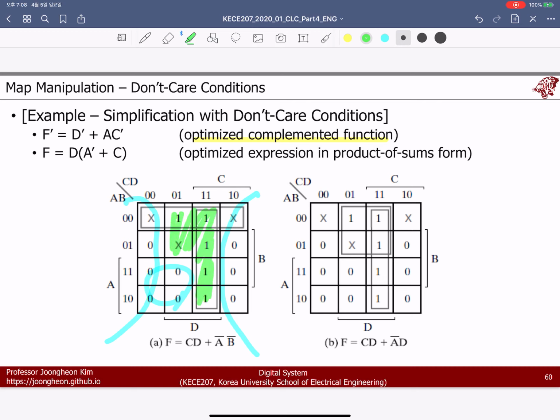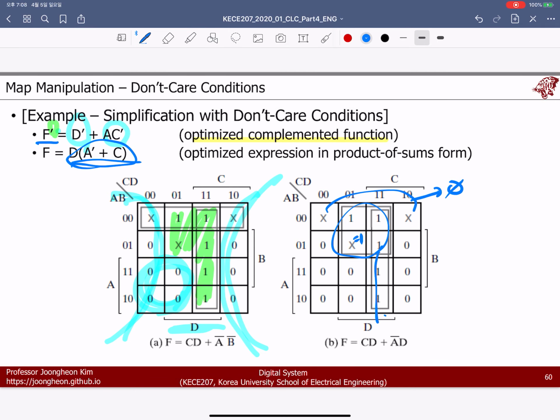That's why for the complement, these are our D prime, because this is D, and then this is AC prime, so AC prime. This is our complement. And then when you take the complement again, by De Morgan's rule, we can get this final result. So we can get the result just this way, okay? Then we can take this result. Then this x becomes 1, the other x becomes 0, okay?